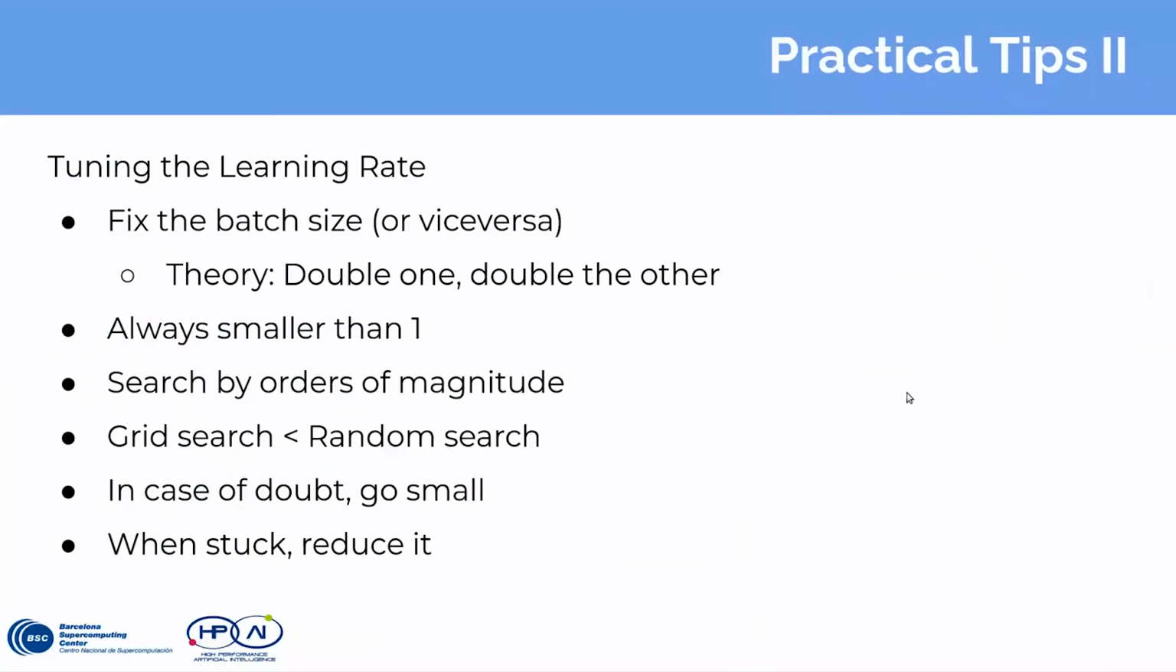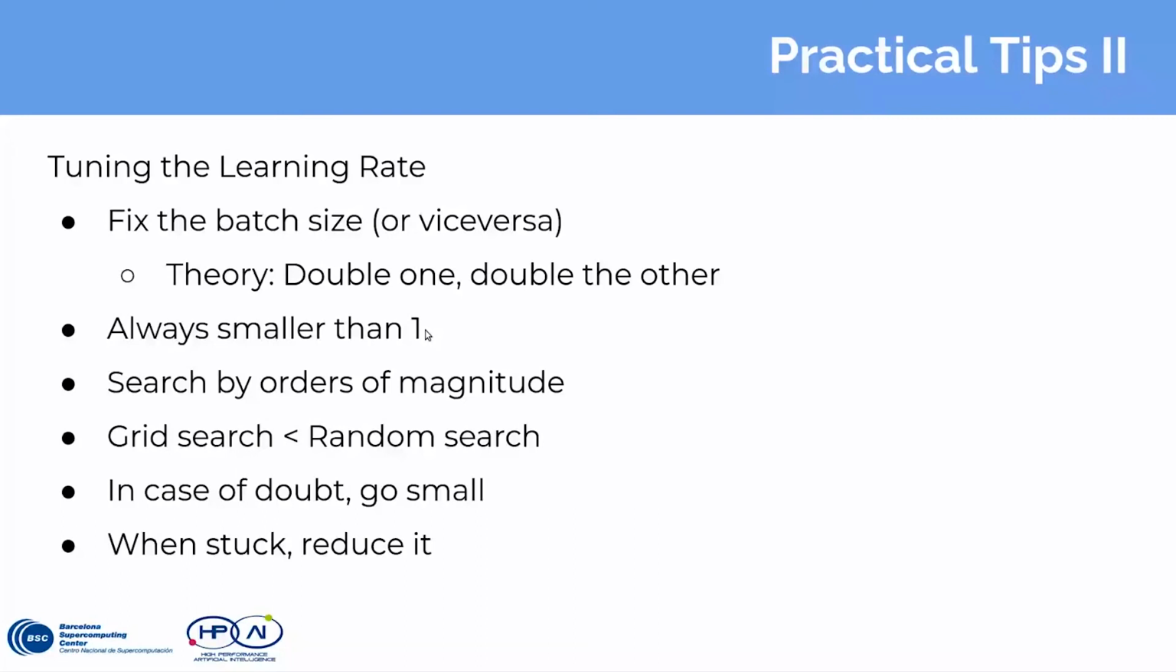Okay, so the second practical tip I have for you is about how to tune learning rates. Learning rate and batch size have a direct effect, so you either tune one or the other. I suggest you figure out which batch size works for your problem, fix it, and then work on your learning rate. Because if you double one, you have to double the other, and that just complicates your life. And trust me, training deep learning models is already complicated enough.